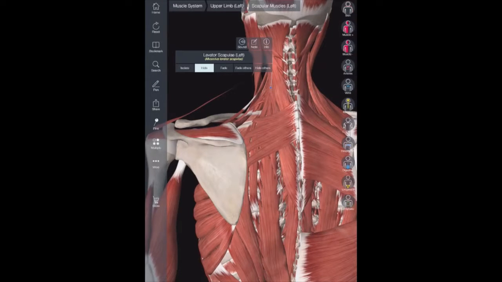And now we're still in the extrinsic superficial muscles, but now we're going to move down to the intermediate group.